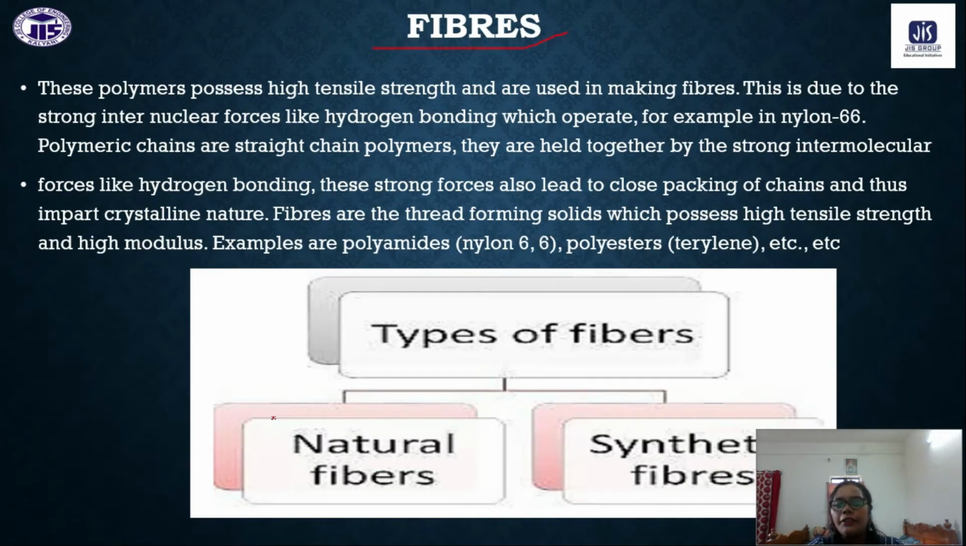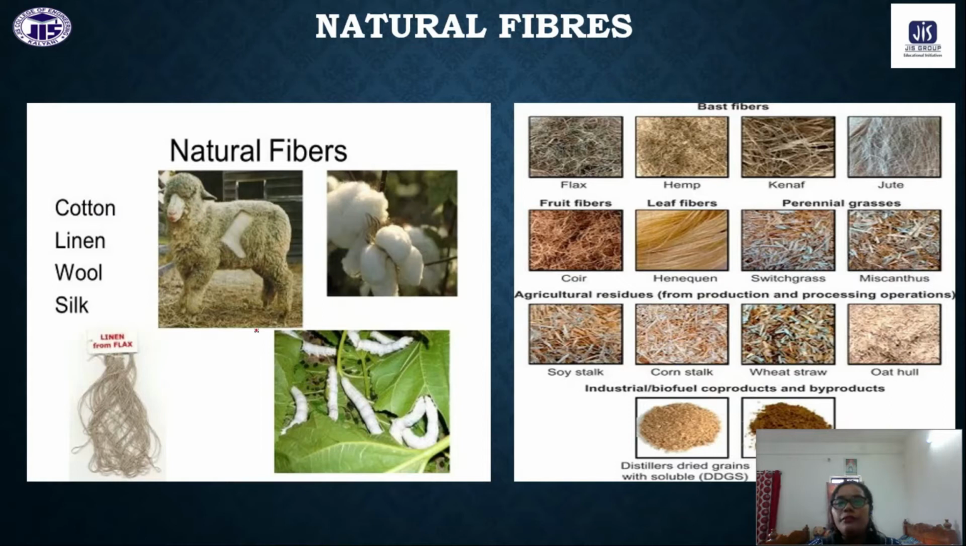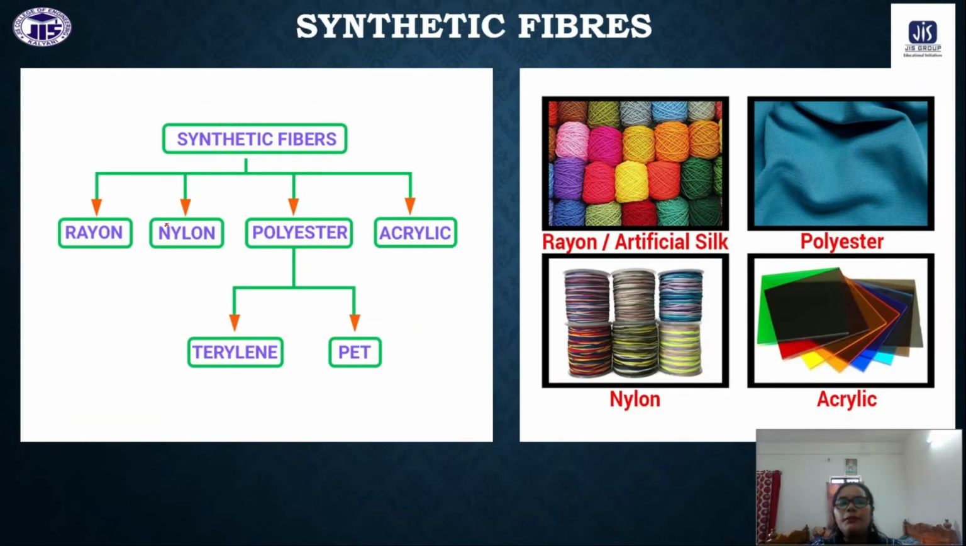Now fibers. Fibers are generally of two types: one is natural, one is synthetic. What are the natural fibers? Like cotton, linen, wool, silk. They are all natural fibers. Jute, natural fiber; kenaf, natural fiber; hay, natural fiber; bagasse, natural fiber. So these are all natural fibers. And synthetic fibers, we know, are rayon, nylon, polyester, acrylic, terylene, PET bottles. So these are all synthetic fibers.